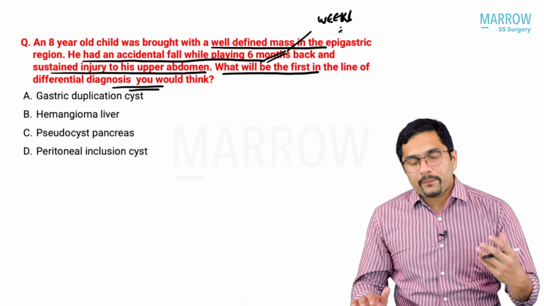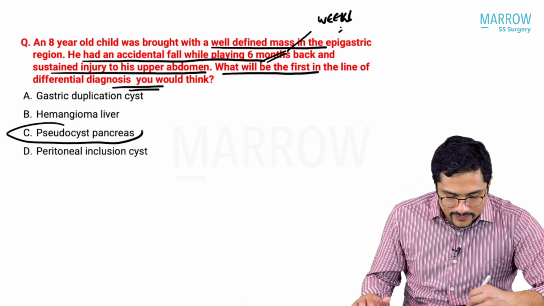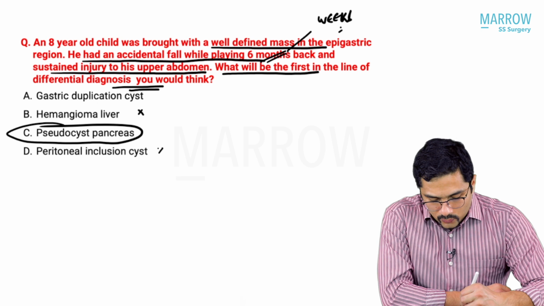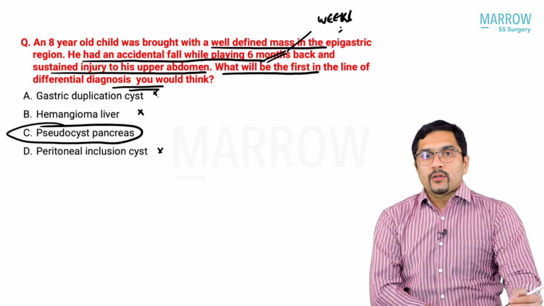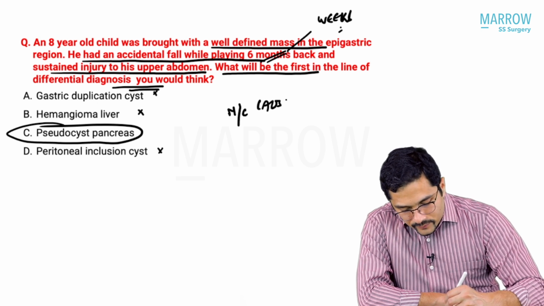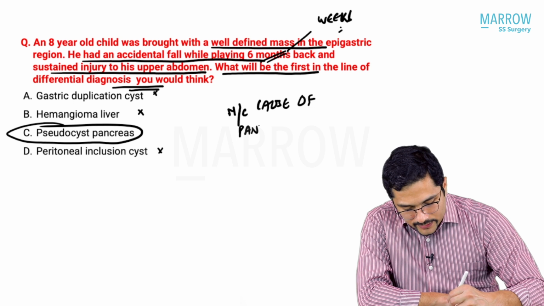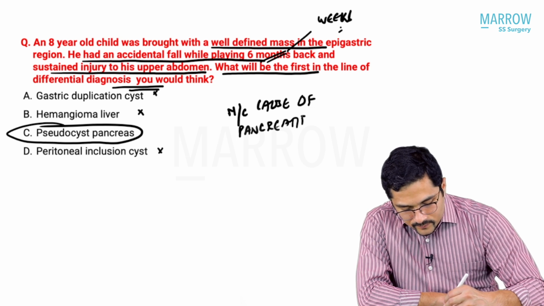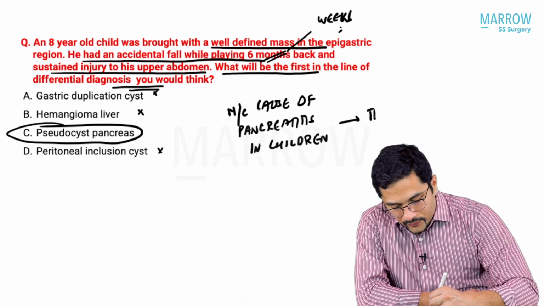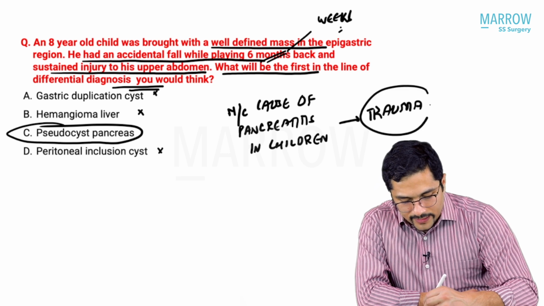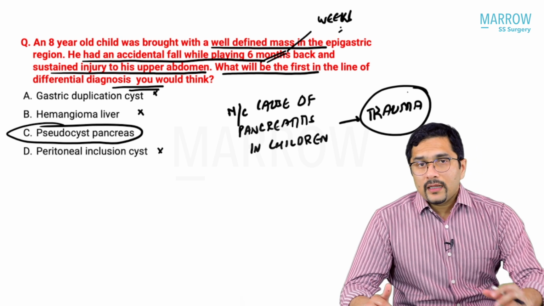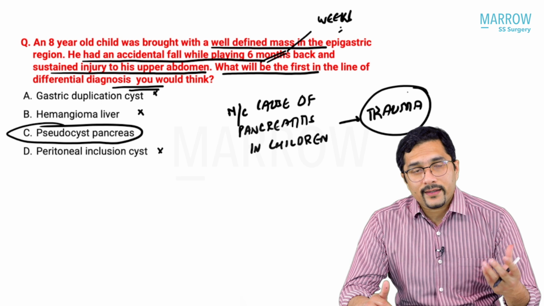And this is a typical history of a pseudopancreatic cyst, right? So, hemangioma is unlikely to present like this. Peritoneal inclusion cyst and gastric duplication cyst will also not present like this. You need to know that the most common cause of pancreatitis in children is trauma, right? So, post-trauma, a pseudopancreatic cyst can develop in the epigastrium, and that is the history which has been presented here.